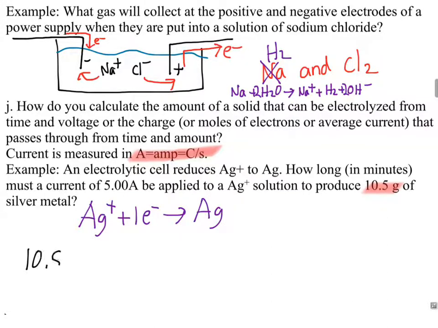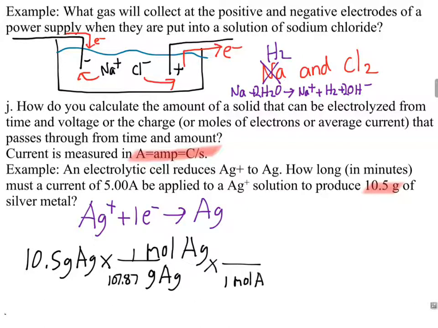So we'll start with our 10.5 grams of silver and we'll convert to moles. Once we have moles of silver, what can we convert to? Well, moles of electrons, because that's related to amps. So use your balanced chemical equation. It's not always 1, but in this case, it's 1 mole of electrons. Now that we have moles of electrons, what can we convert to? Well, you can convert to charge, because amps have coulombs in them.